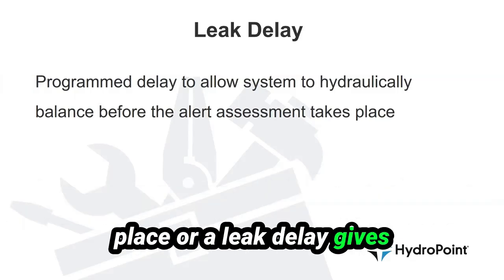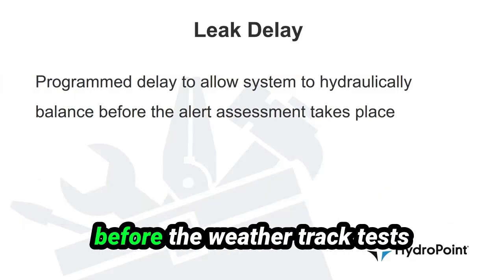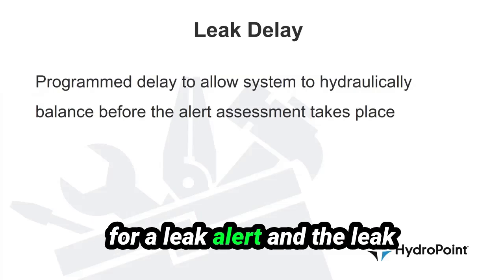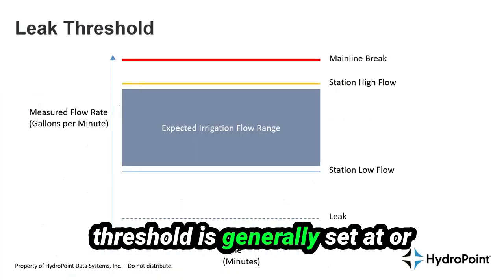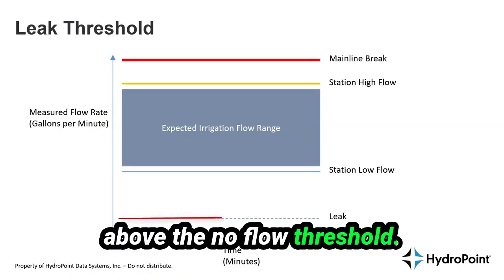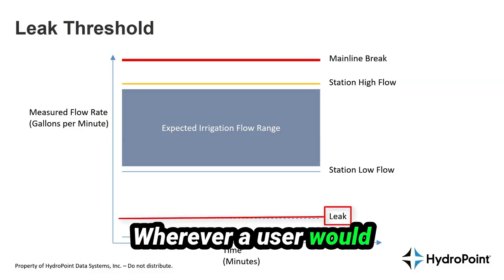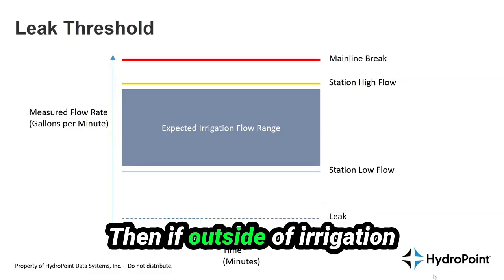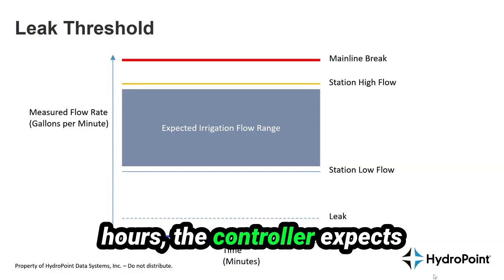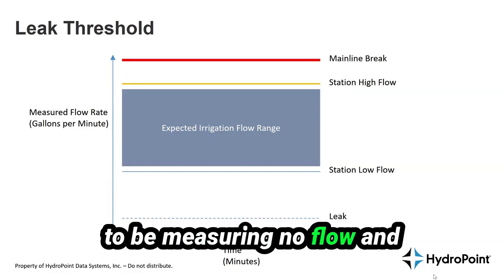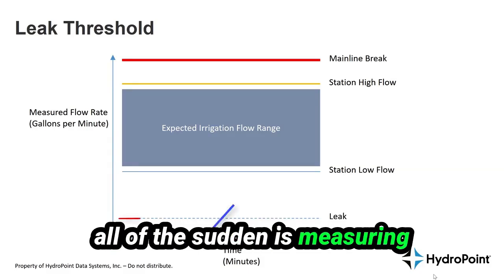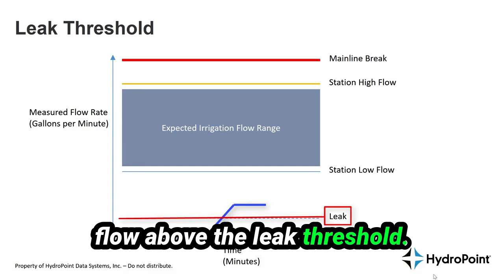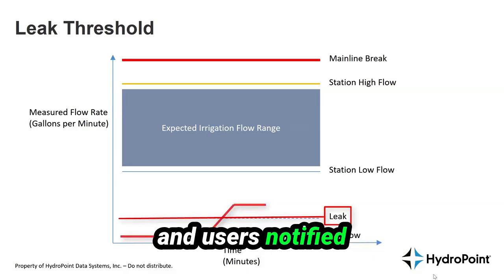Or a leak delay gives the water time to turn off before WeatherTrack tests for a leak alert. And the leak threshold is generally set at or above the no flow threshold, wherever a user would want to be notified about measured usage on the system. Then, if outside of irrigation hours, the controller expects to be measuring no flow and all of a sudden is measuring flow above the leak threshold, an alert can be raised and users notified.